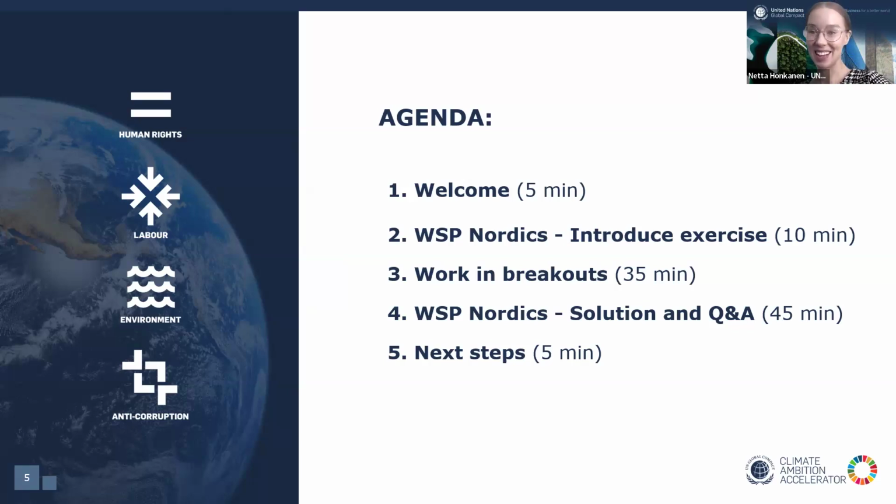This is the agenda for today. Very soon, David from WSP will introduce the exercise. Then we will move into breakout rooms to complete the exercise together. Then we will come back to this plenary room and David will share the solution and some tips and tricks. Then we also have plenty of time for Q&A, and you can use the chat to post your questions. During the Q&A section of this workshop, you can also use the raise hand function. And finally, we will go over the next steps in the program.